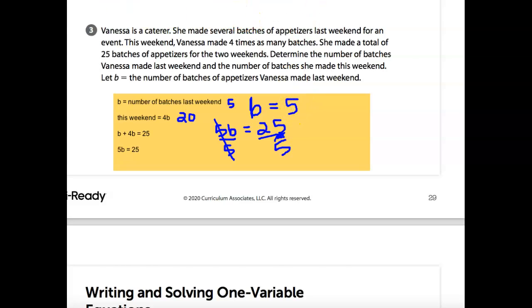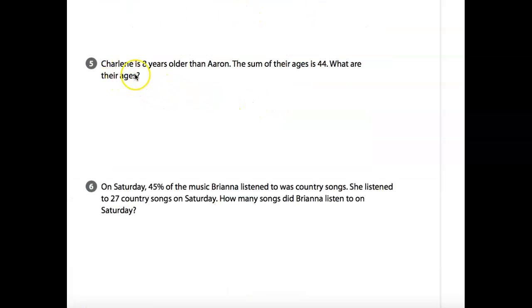So let me pause this. Number 5 says Charlene is 8 years older than Aaron. The sum of their ages is 44. What are their ages? Well, let's just say A is Aaron's age.